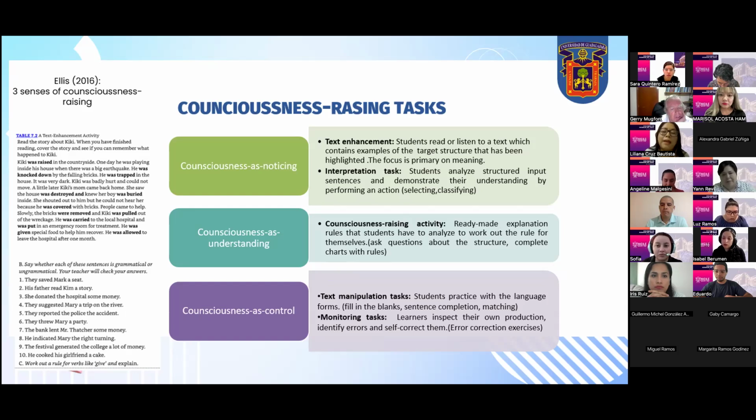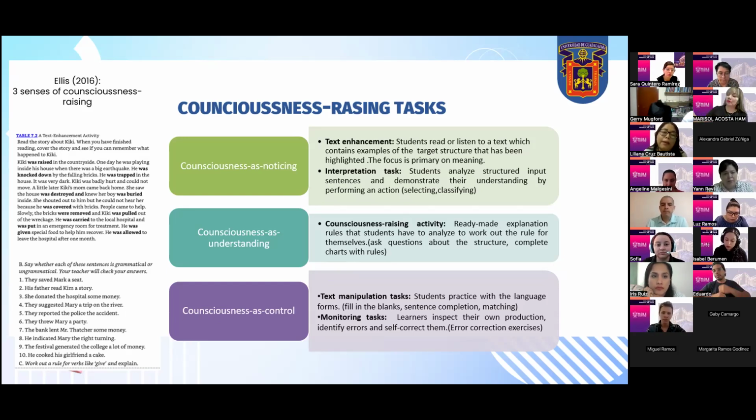Interpretation tasks. In this type of task, Ellis proposes to provide the students with sentences that contain the structure, and students have to demonstrate their understanding just by selecting or classifying different types of sentences.